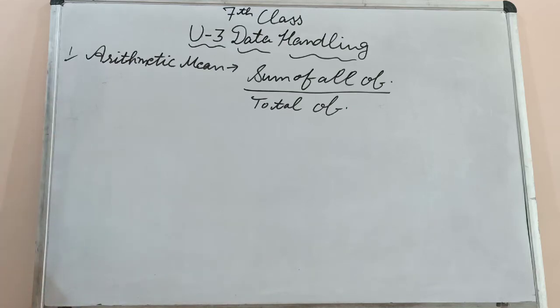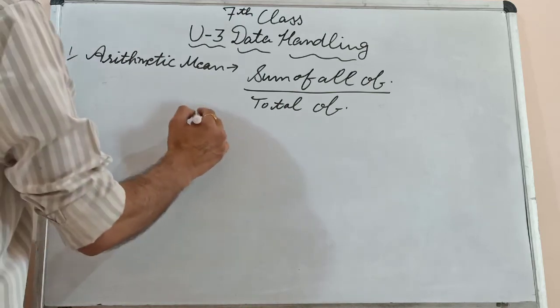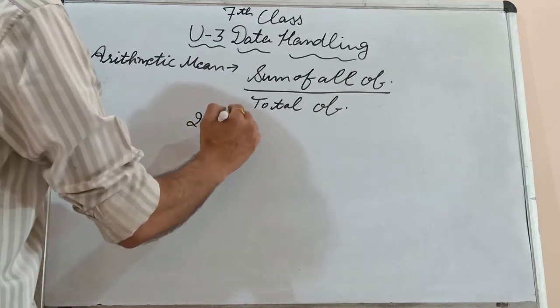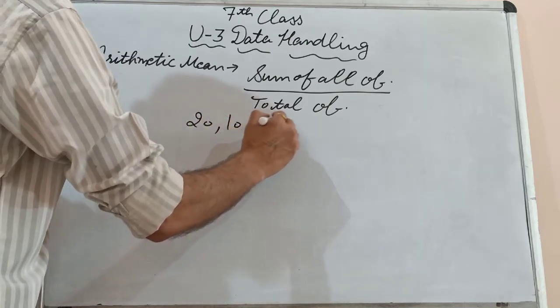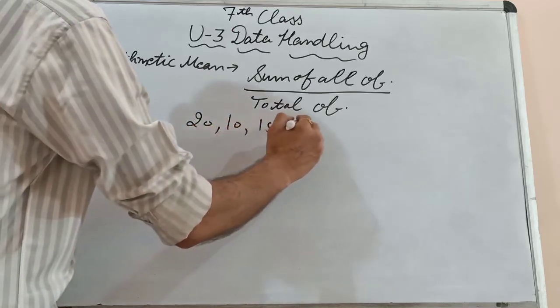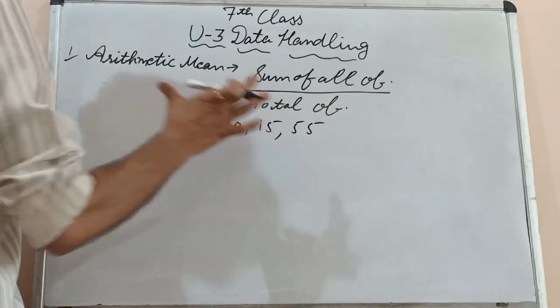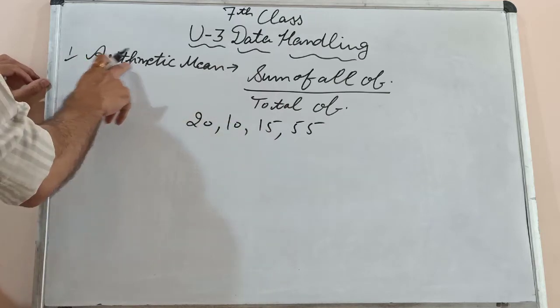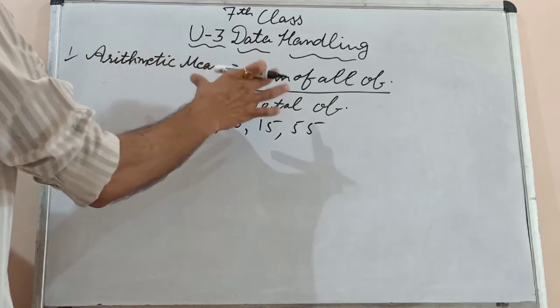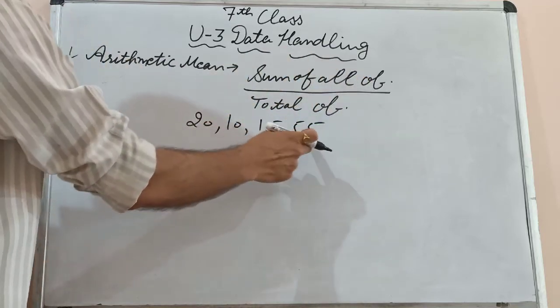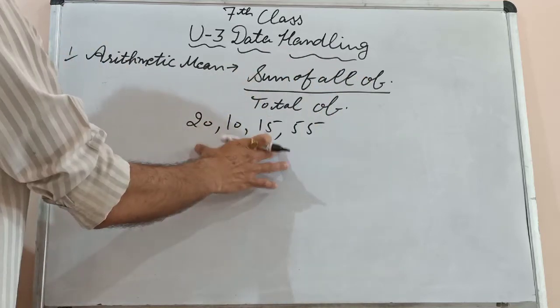So suppose you get pocket money for consecutive 4 days. Let us suppose you get rupees 20 on first day, 10 on second day, 15 next day, and on last day you get rupees 55. So this is the given data. Okay, now you have to find out arithmetic mean. So what you have to do, you have to sum all the observations. These are observations, you can say data.